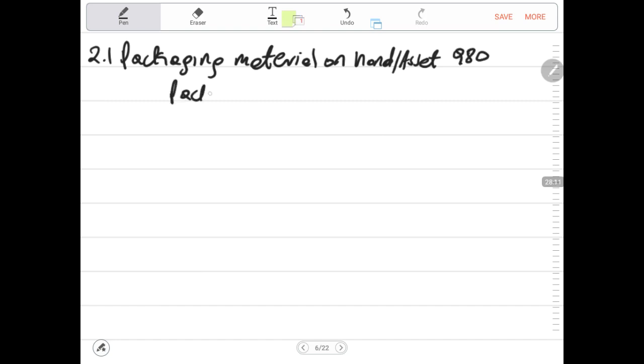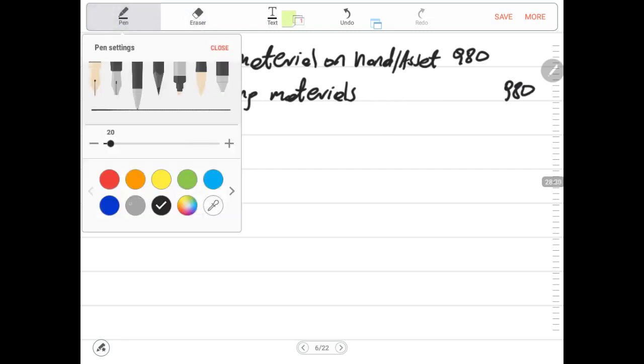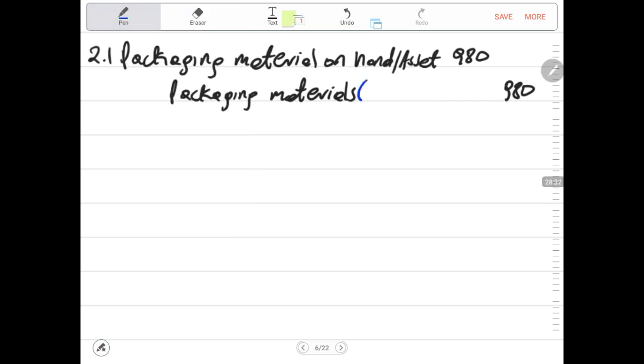Then now we have here packaging materials. And our packaging materials is decreasing by 980. I want to highlight this in brackets and say expense, so that we are very clear about what I am explaining. This is an expense. Now expenses decrease on which side? They decrease on the credit side.